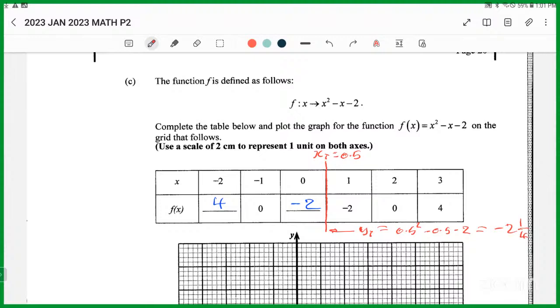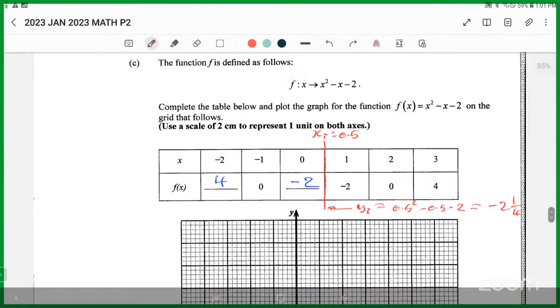Minimum turning point at the vertex. This can be the minimum value, and the minimum value can only appear at 1 point. You can't have the minimum value at 2 different points. The minimum value is at a vertex point, 1 point only. All right?